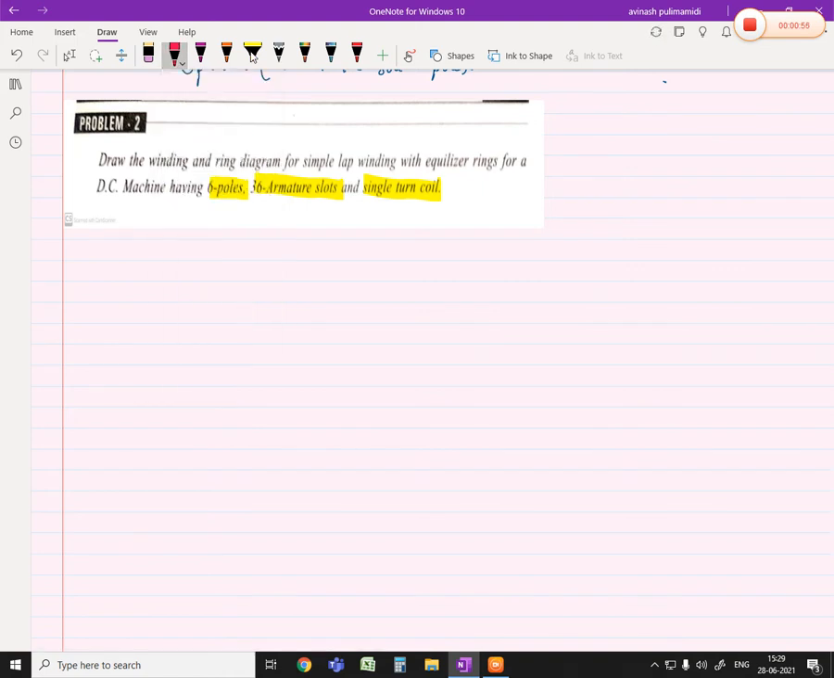Given data: number of poles is equal to 6. Number of conductors is equal to how much? 36 into single turn coil, so that will be equal to 36 conductors.